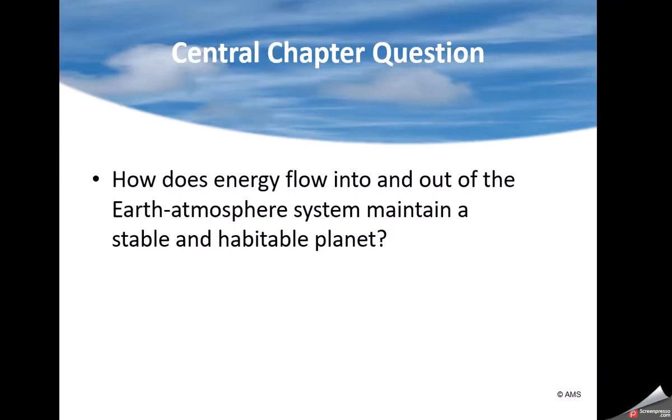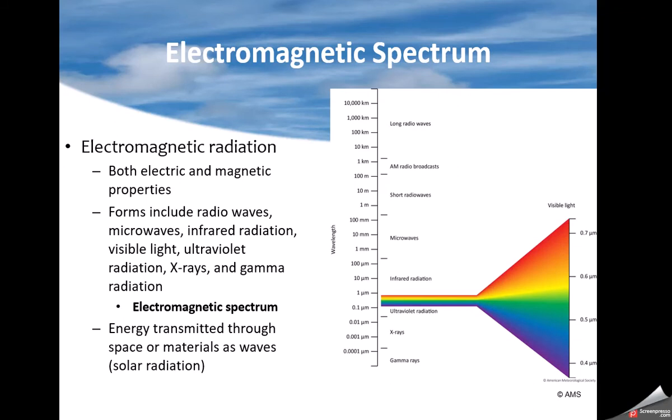So let's see if we can move forward here. How does this make a habitable planet out of Earth? Well, we need to learn a little bit about electromagnetic radiation. It comes in forms like radio waves, when you listen to the radio. I don't know how many of you do anymore. AM radio has longer wavelengths. FM radio has shorter wavelengths.